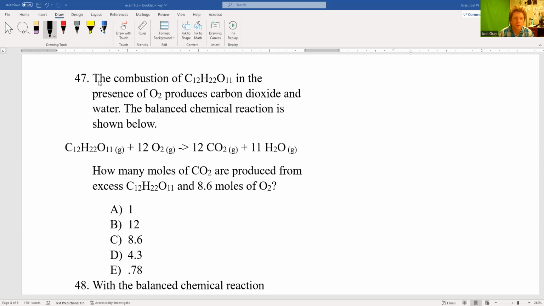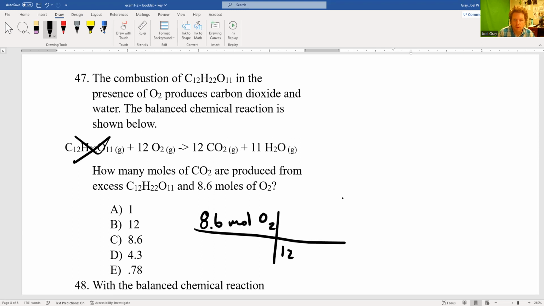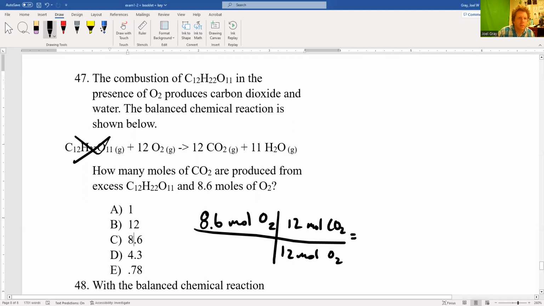How many moles of CO2 are produced from excess C12H22O11 and 8.6 moles of O2? So to answer this question, we don't care about this. We've got 8.6 moles of O2, 12 moles of O2 is 12 moles CO2. So we've got 8.6 times 12 divided by 12. Lo and behold, our best answer for this is C, 8.6.